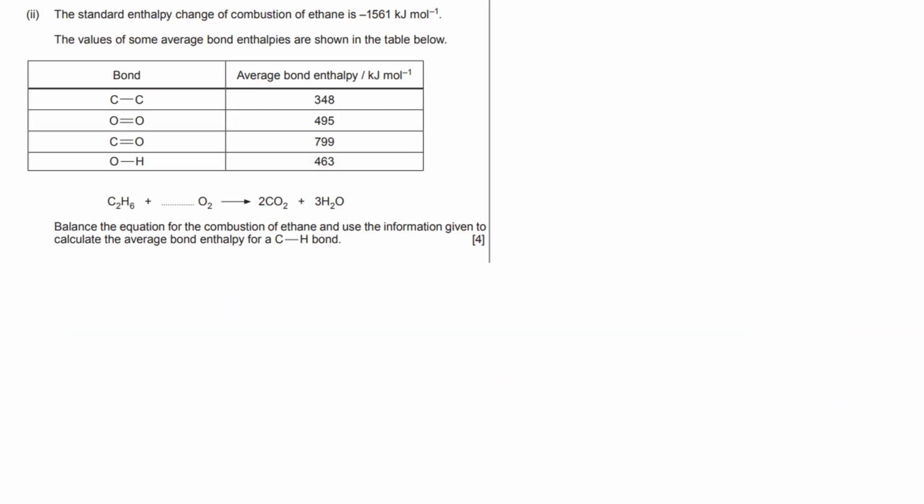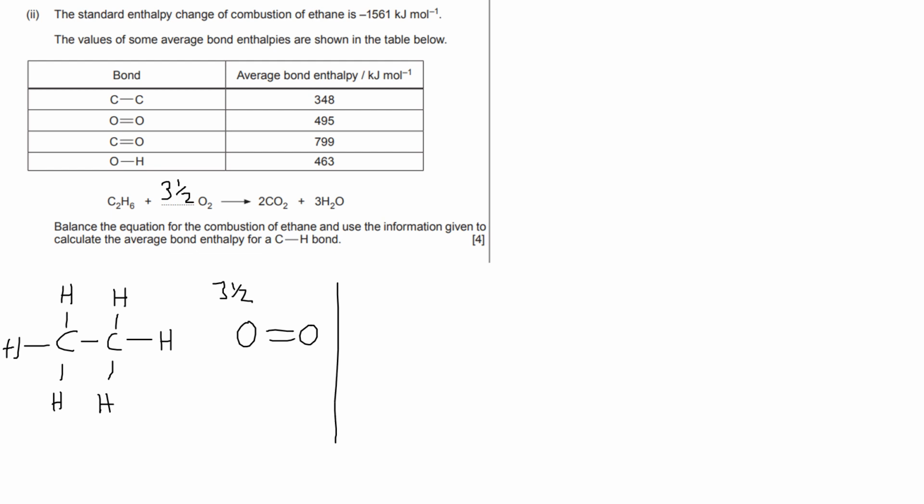Okay, so just to check you're on the right lines at least, you would need 3.5 O2s to balance it. And then I'm going to draw it out underneath here. So C2H6 is ethane. And then oxygen is O double bond O, but we know that there's 3.5 of them. And then draw a line there because we're going to go to the product.